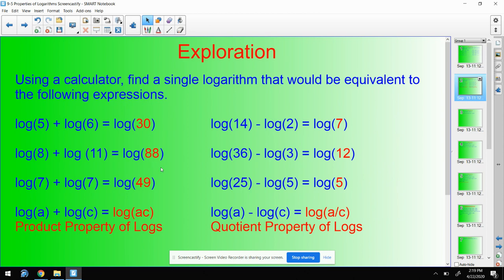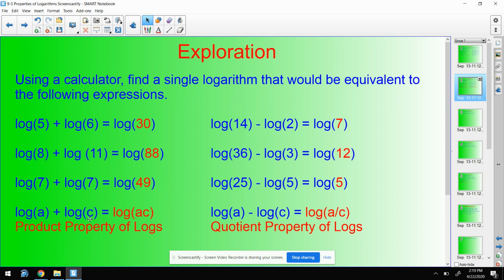And then the product property of logs states if they have the same base, we can multiply their arguments. So we can do 7 times 7 or 8 times 11. And then subtraction is called the quotient property. If I see subtraction of two logs with the same base, I can divide the arguments, divide what's inside the parentheses. So 14 divided by 2.